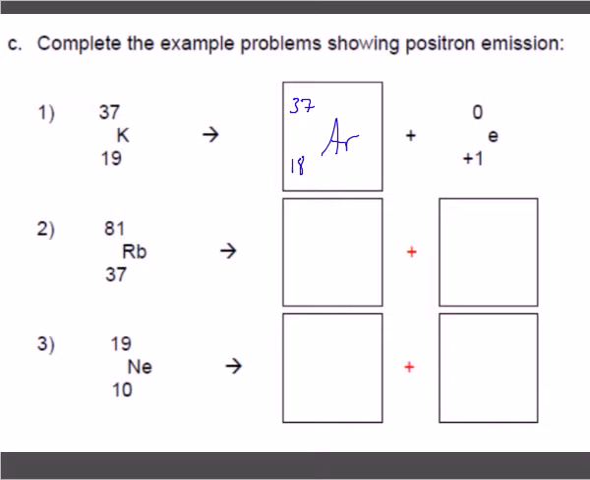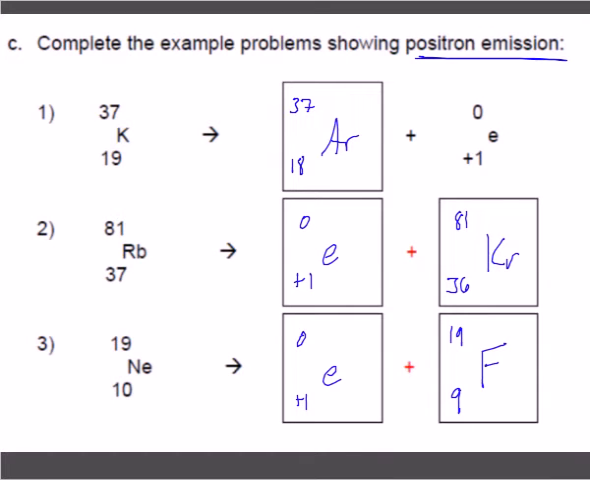All right, there's argon. So they add up. Remember, the right side is going to equal the left side. So here we go. Positron emission. So right there, that's going to be that positron piece. Masses will stay the same. So 81, 19. What's my atomic number going to be for number 2? 36, which is what element? Krypton. And then down here it's going to be fluorine. It's that simple, guys. Don't make it harder than it needs to be.